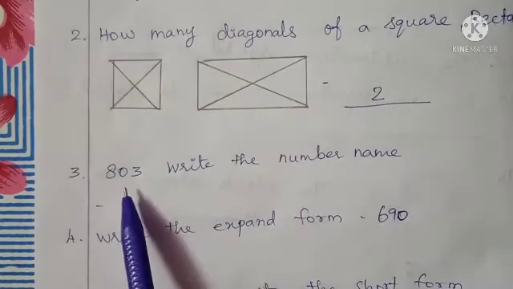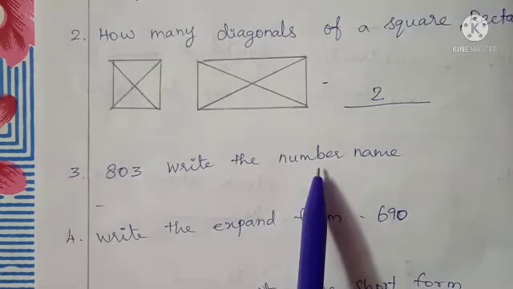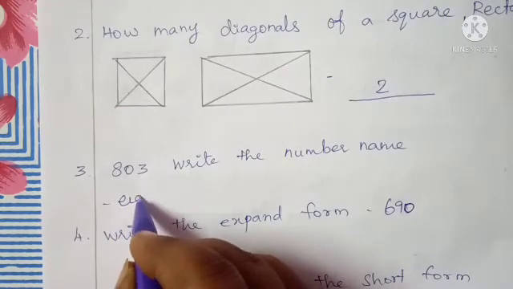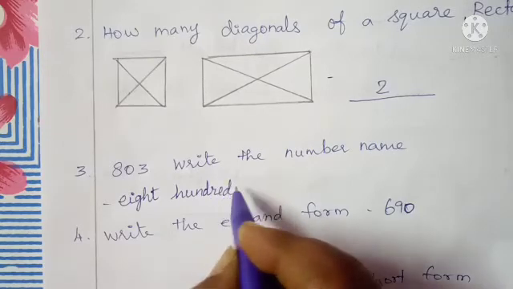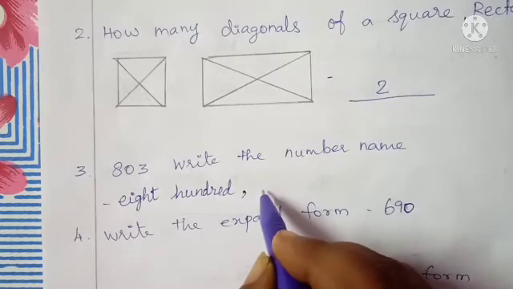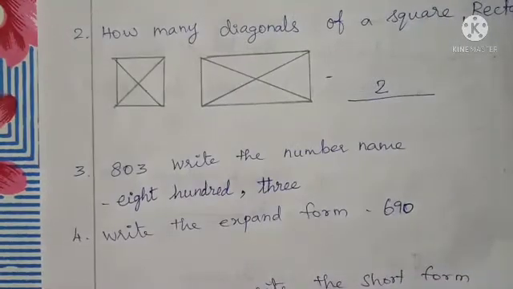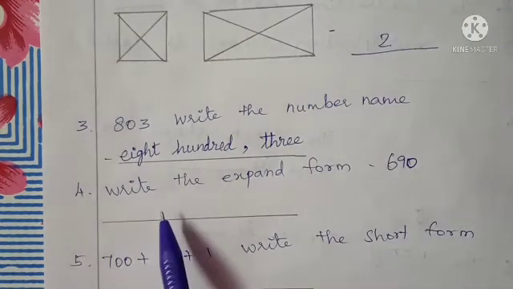The next one, 803. Write the number name. 800. Everyone learn the spelling of 8, it is easy to say now. E-I-G-H-T, 8. 100, H-U-N-D-R-E-D, 100. And 3, use the comma. Then T-H-R-E-E, 3. 803.